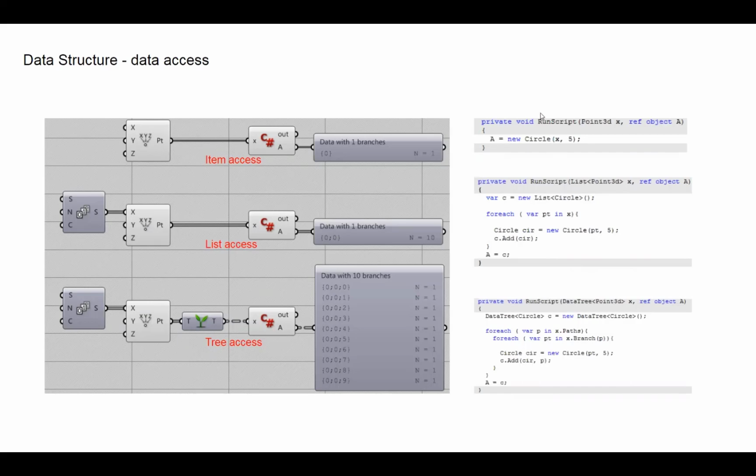But what happens behind the scenes is this: with item access, when you have one item, everything here will be executed every time. When you have a list, the whole list will be executed every time. When you have a branch, each branch will be executed every time. So what happens if you have 10 items in this input with item access? That means this code will be executed 10 times.